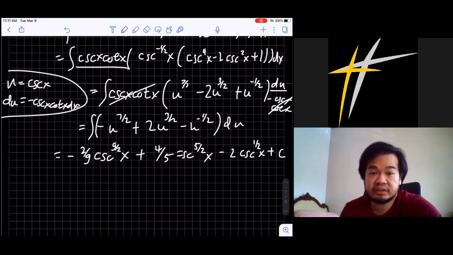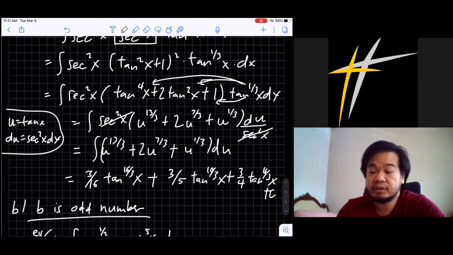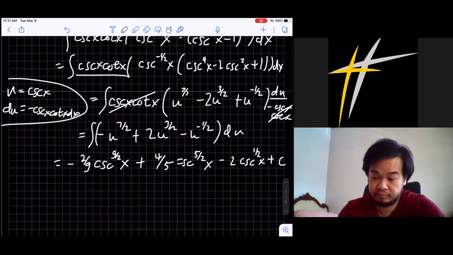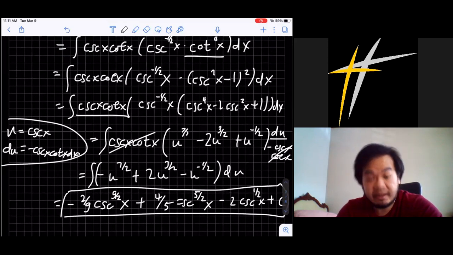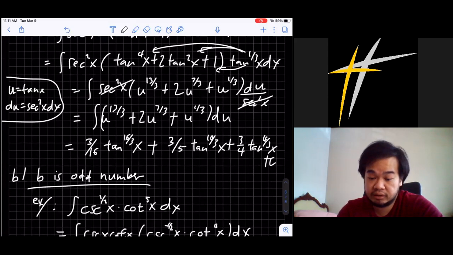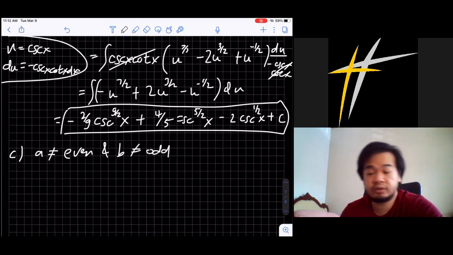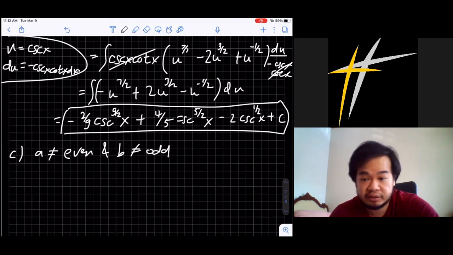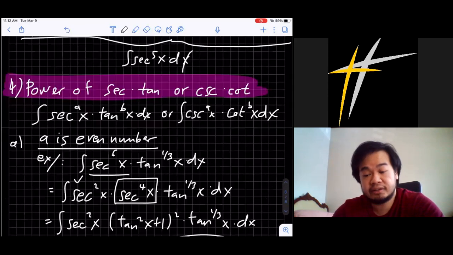So yeah, that's if the cosecant, that's if the cotangent or tangent power is the odd number. Okay. Now the hardest one will be if A is not even number and B is not an odd number. Yeah. A is not even and B is not odd. So this will be very complicated if this happens. So let's hope that I'm being kind to you guys and don't put it in the test or quiz.